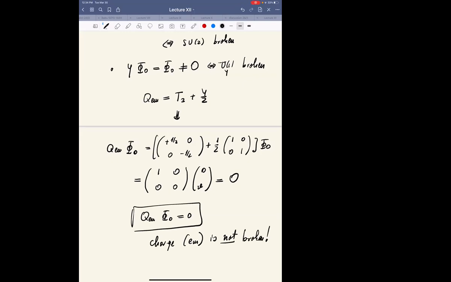Of course, if the charge is not broken, remember, if you don't break a symmetry in some direction, you will have a massless gauge boson. Or better to say, the reason you get a massive gauge boson is because you broke the symmetry. But we didn't break all of the symmetry. We broke all of the SU(2). We broke U(1), but the linear combination remained.